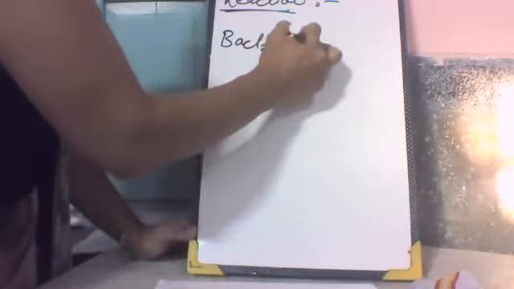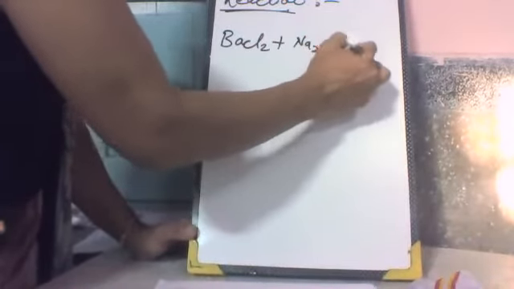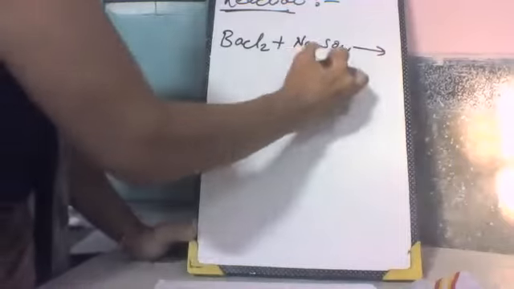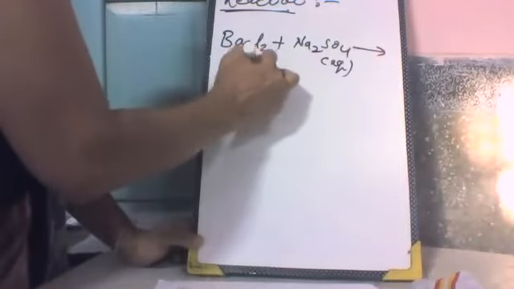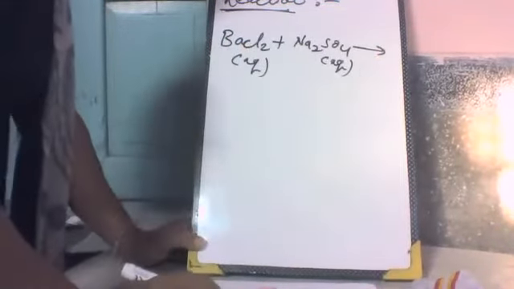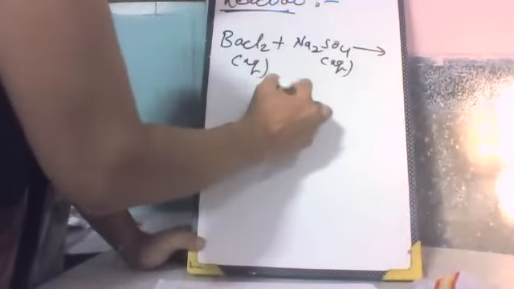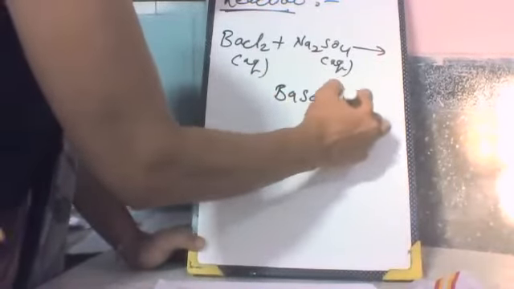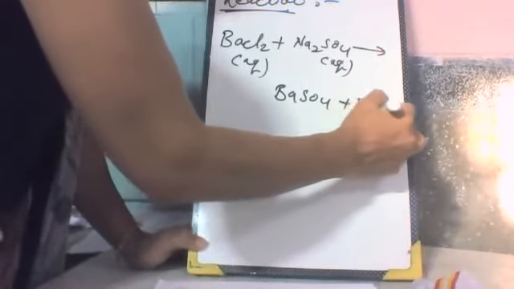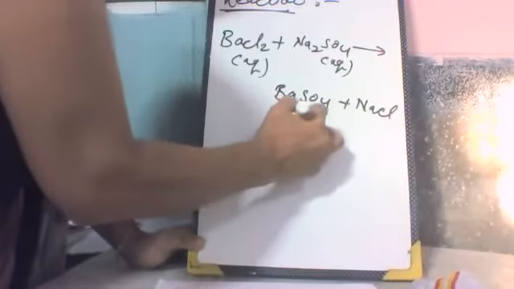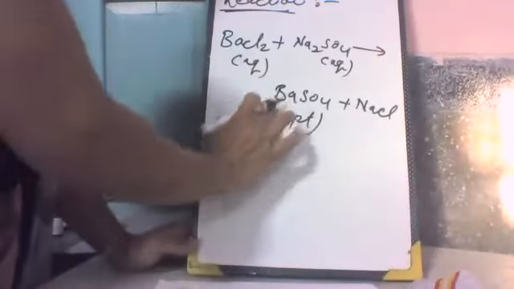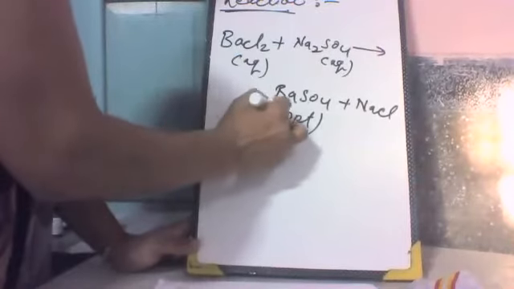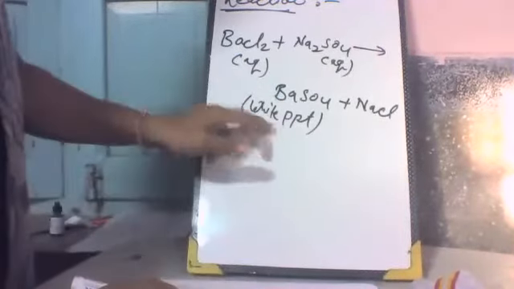Have a look at the example of barium chloride and sodium sulfate. So an aqueous solution of barium chloride and sodium sulfate. Now they will change into barium sulfate, BaSO4, and NaCl, and this we get in the form of a precipitate. A white colored precipitate is formed in the reaction.